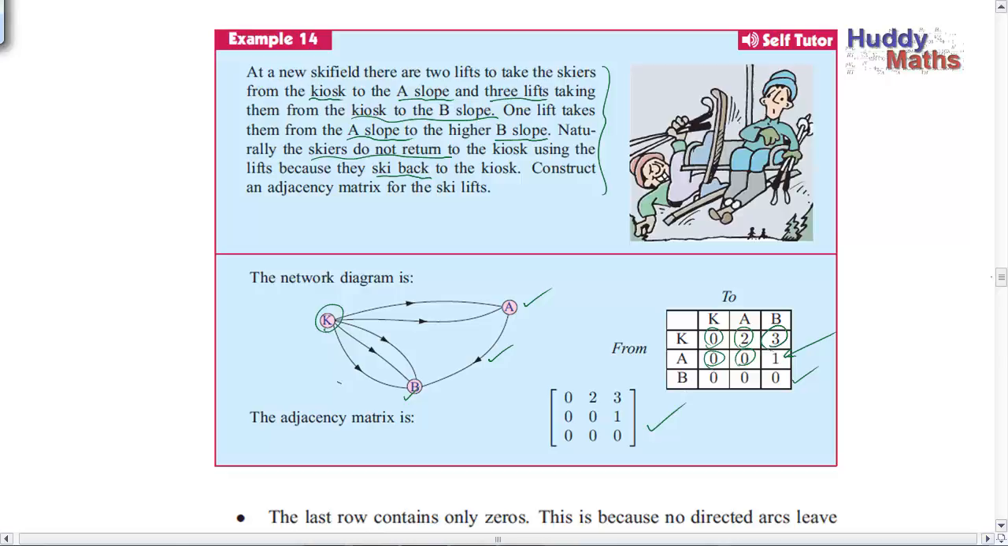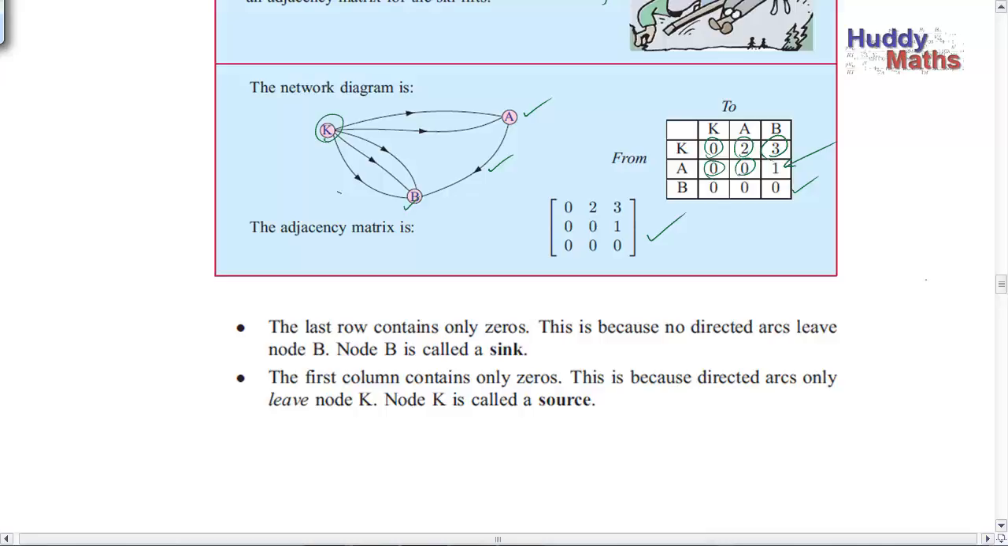Okay, so let's have a look at its properties then. The last row contains only zeros. So what that means is there's no arcs leaving B. Okay, it's all coming in. Have a look at the diagram, all coming in. So we call that a sink. Everything going in, nothing coming out. It's sunk into that point.